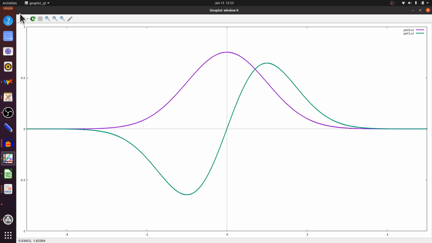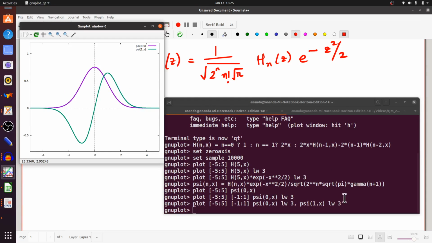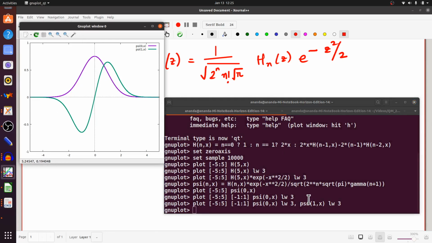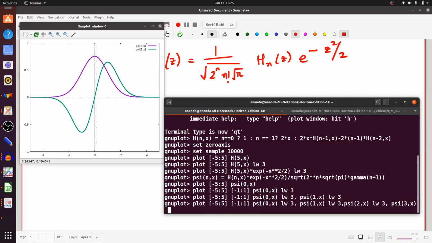Fine. So let's return back to my gnuplot terminal and let's just put in a few more wave functions at the same time. Let's plot psi 2 comma x, line width 3, and psi 3 comma x. So the first four energy eigenfunctions, the ground state and the first three excited states, are being plotted together here.